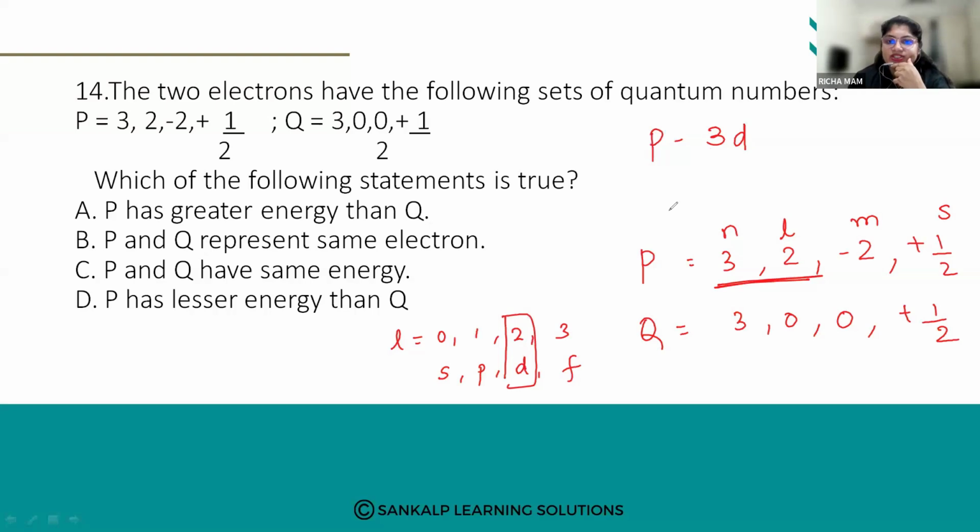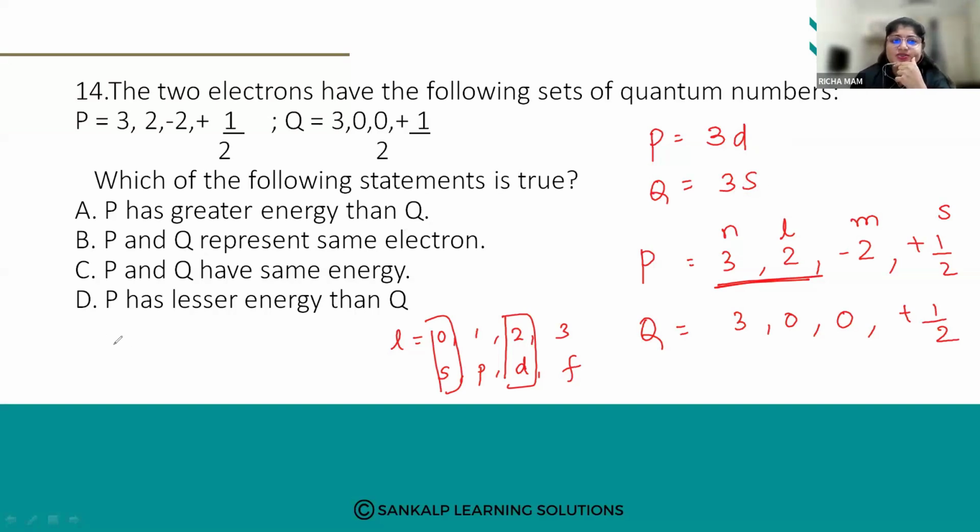Then Q, again, is 3 and L is 0, which means it is s. Okay, can you tell now which is greater in energy? Which of the following statements is true? So 3d. Okay, 3d is highest. 3d is greater in energy.